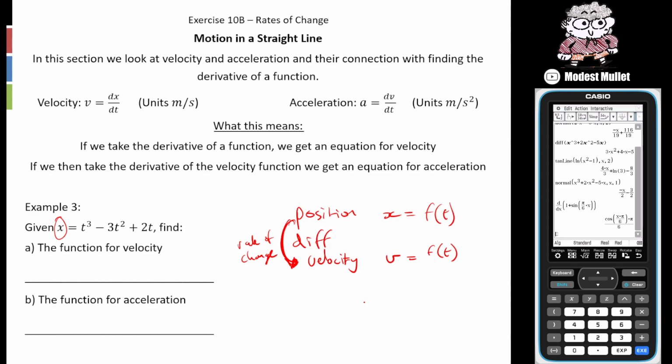we get a velocity equation. Now what happens if we take our rate of change of velocity? That's asking how quickly is our velocity changing, and we do have a name for that. We call that the acceleration. Okay.